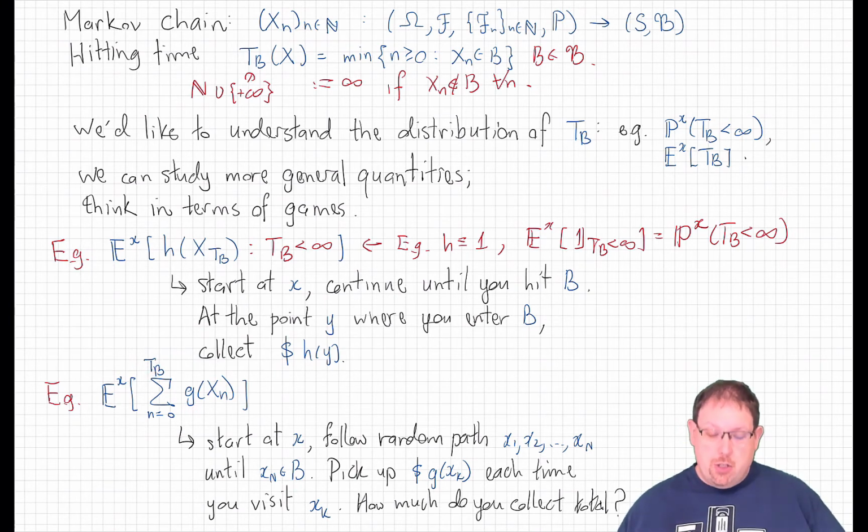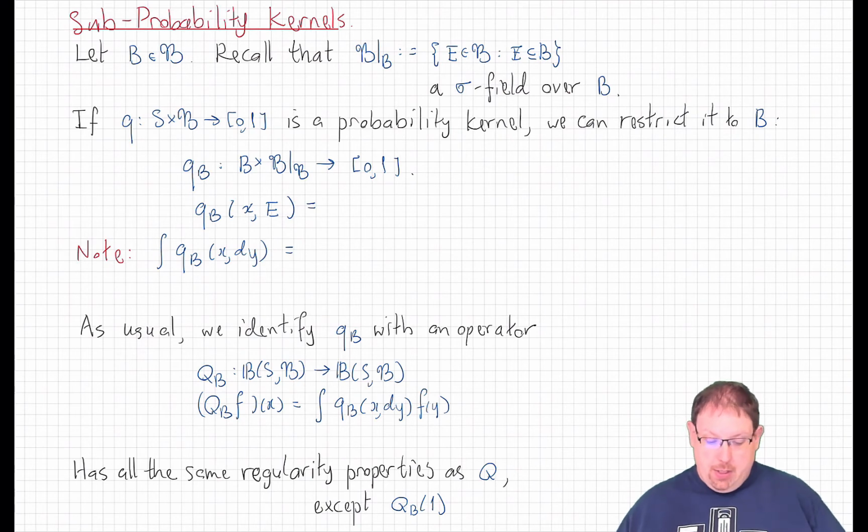We're going to present a general framework for computing, or at least starting the computation of quantities like this, using the first step analysis of the Markov chain. In order to do that efficiently, we need to introduce a little bit of new notation, because the quantities involved will be some restrictions of the transition kernel, and those are no longer probability kernels, those are sub-probability kernels.